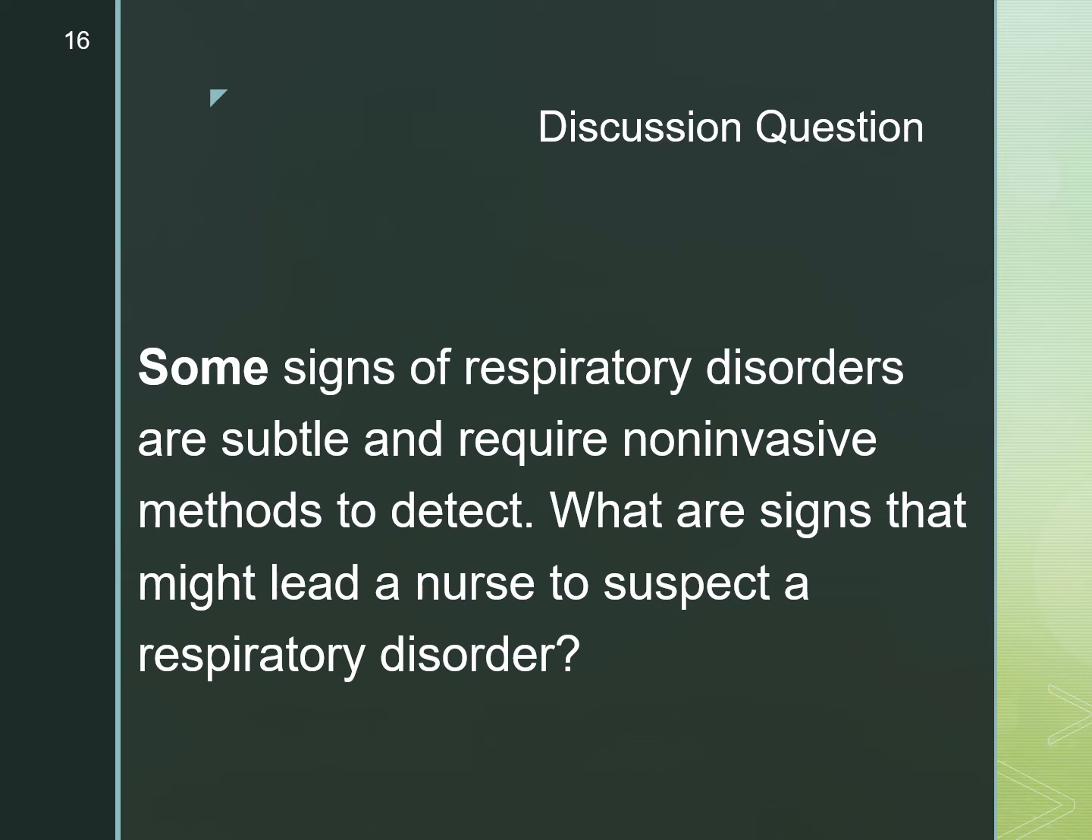Some signs of respiratory disorders are subtle and require non-invasive methods to detect. What are signs that might lead a nurse to suspect a respiratory disorder?